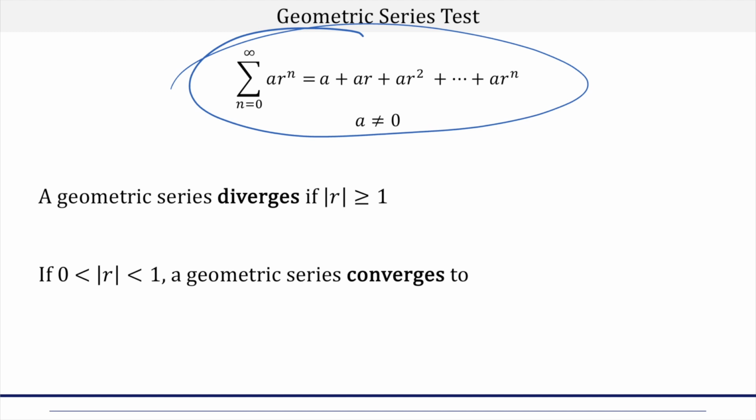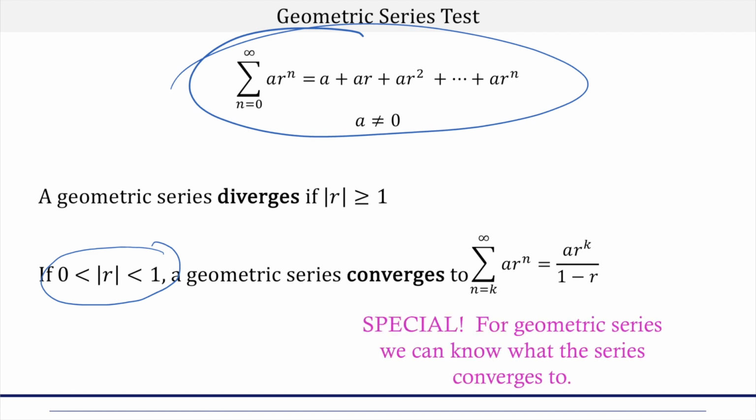If the absolute value of the common ratio is between 0 and 1, then we know that a geometric series converges to, whoa, what is that? Well, this is really special. For a geometric series, we actually can know what the series converges to. That's not the case for all series. But what this says is the infinite series, when you add all the terms up, you actually know what it adds to. It adds to a to the rk.